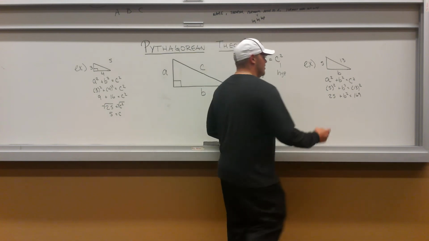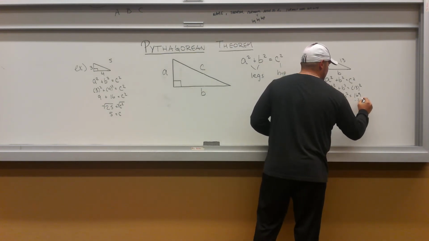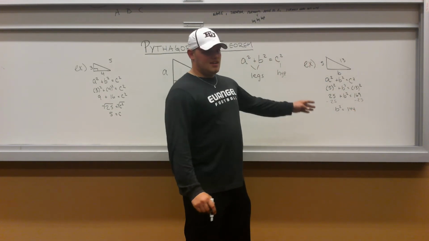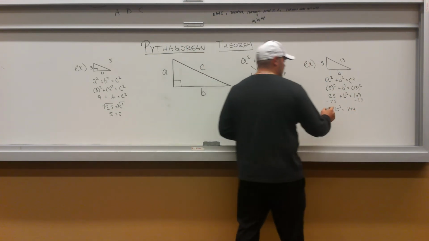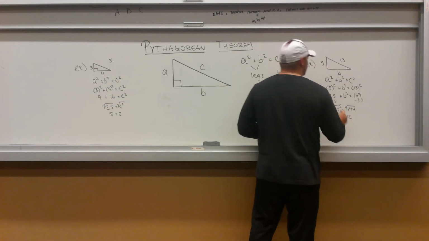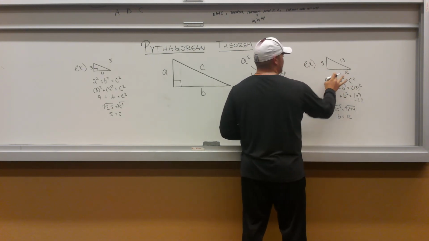on one side. So you subtract the 25 from both sides, and you end up with b squared equals 144. And just like earlier, we do not need b squared, we need b. So you take the square root of both sides, and you get b equals 12. So your side b on this would equal 12.